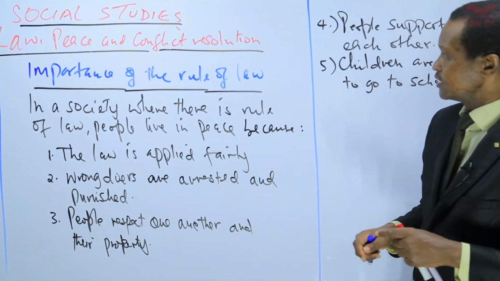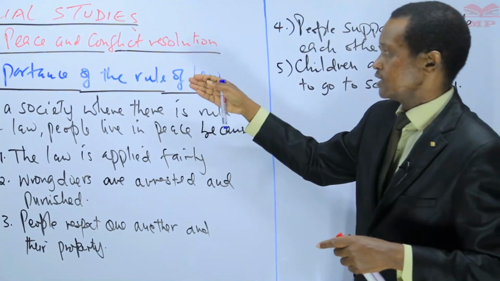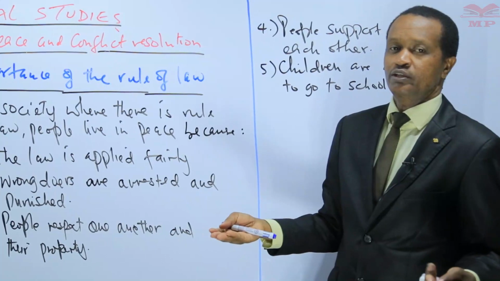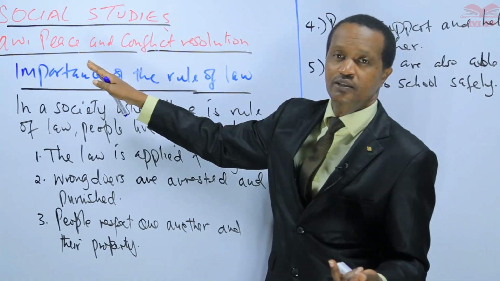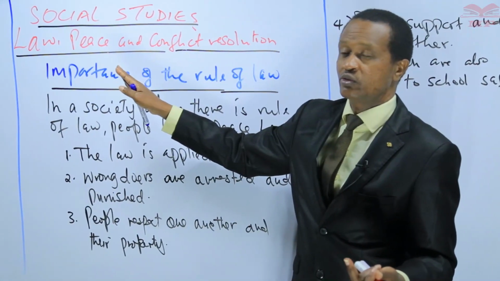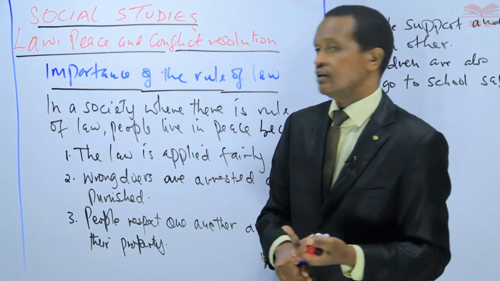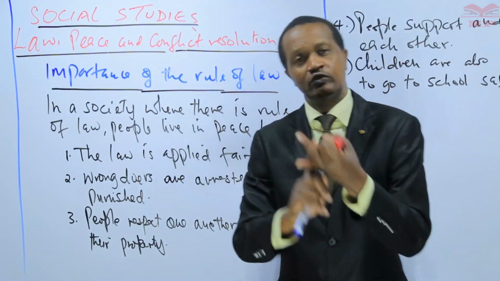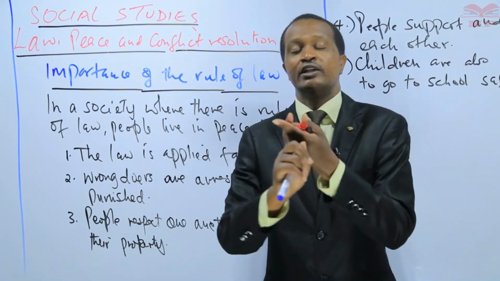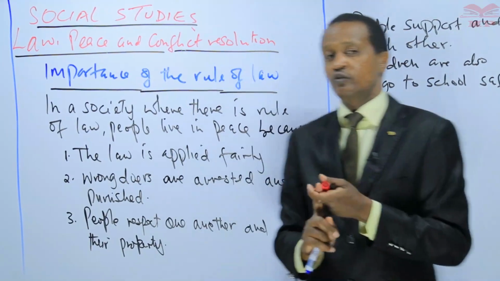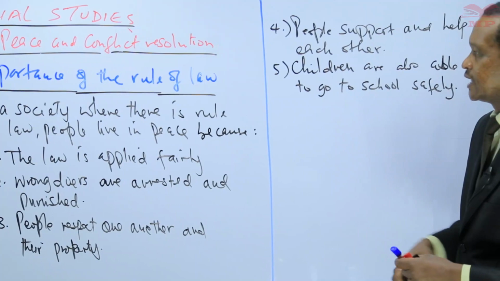So learners, that will mark the end of today's lesson. And it will mark the end of the topic. We've learned many things under this topic, learners. This is not the only lesson. We had previous lessons. We discussed the meaning of lawlessness, the causes of lawlessness, the effects of lawlessness. Today we have discussed the importance of the rule of law. We've given 5 reasons why the rule of law is important in the society.